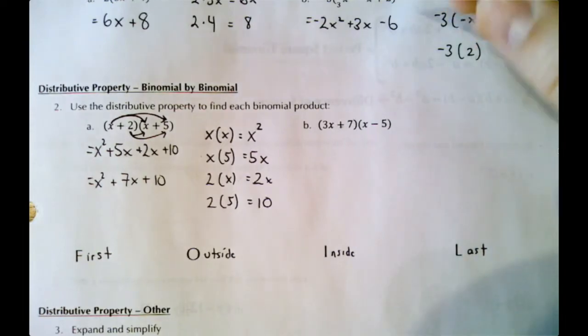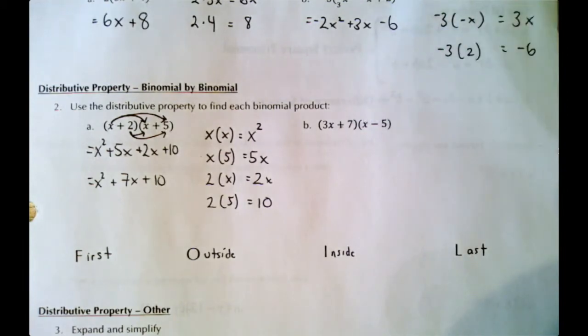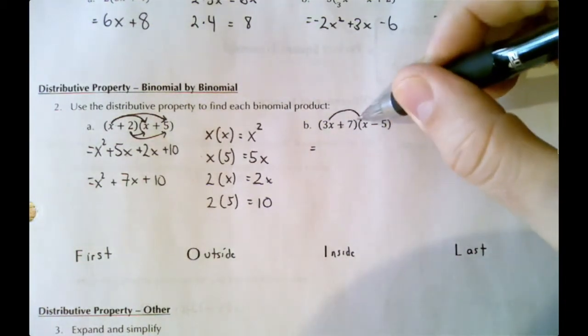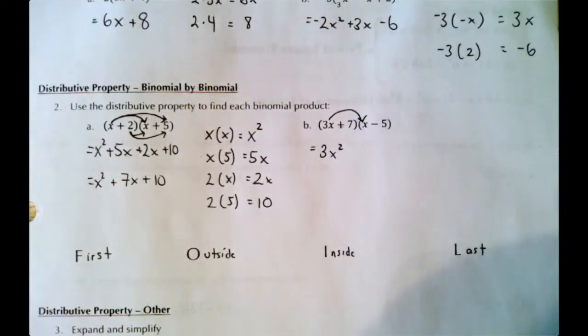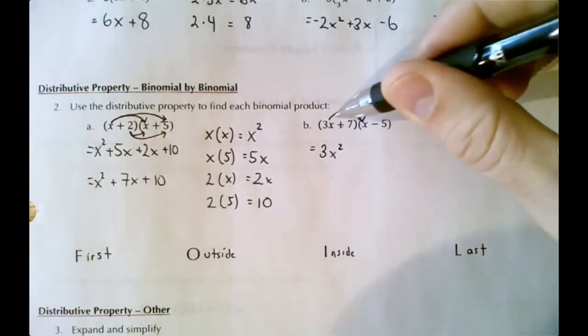Let's try one more example. We've got 3x plus 7 times x minus 5. We're going to use the FOIL steps again, although this time I'm not going to show my work off to the side. 3x times x is our first step. That gives us 3x squared. We add the exponents on the x, and we do 3 times 1.